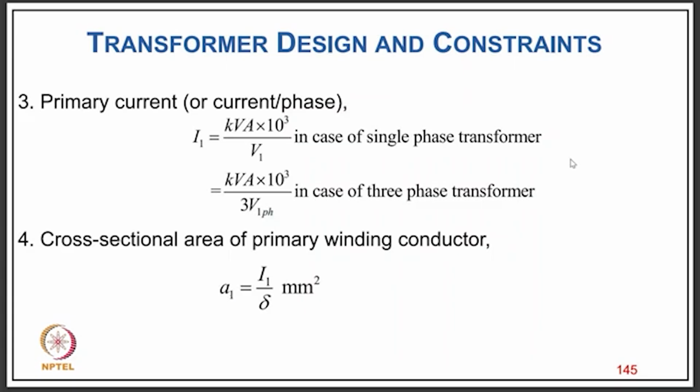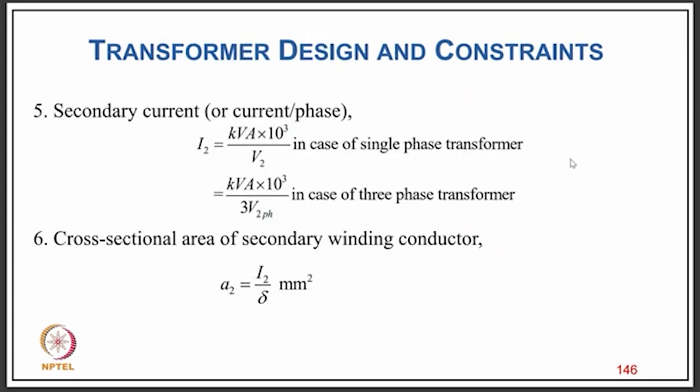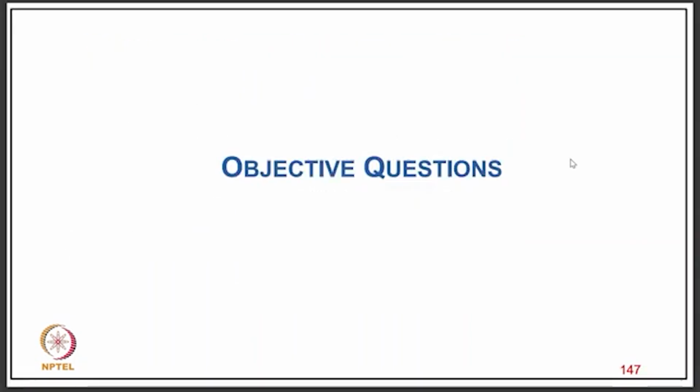Cross section area of the primary winding conductor will be A1 equal to I1 upon sigma millimeter square, where sigma is the current density in the primary winding. Secondary winding current will be I2 equal to kVA into 10 to the power 3 divided by V2 in case of single phase transformer, or equal to kVA into 10 to the power 3 divided by 3 V2 per phase in case of three phase transformer. So cross section area of the secondary winding conductor will be A2 equal to I2 upon sigma in millimeter square.